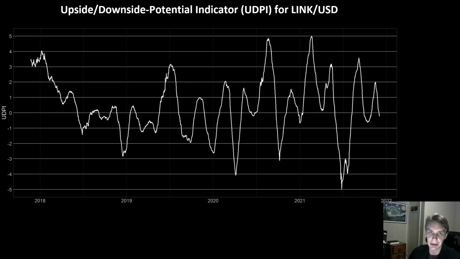Now, again, that's not financial advice. You should make your own decisions. And I should also clarify that when I'm talking about being bullish or bearish, this is really more about the short to intermediate period. Long term, I'm very much bullish on Link.